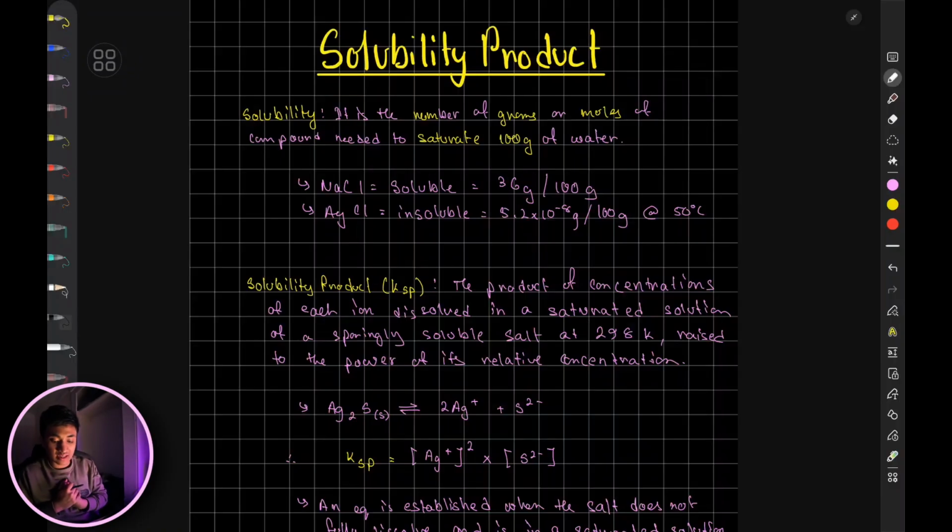So solubility is the number of grams or moles of a compound needed to saturate 100 grams of water. So let's say NaCl is a soluble compound and 36 grams of it dissolves in 100 grams of water, right? So that is its solubility.